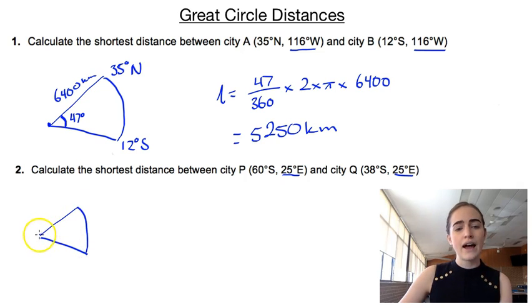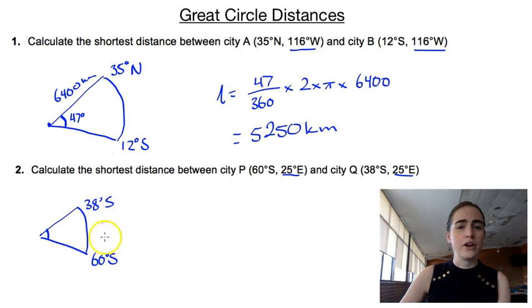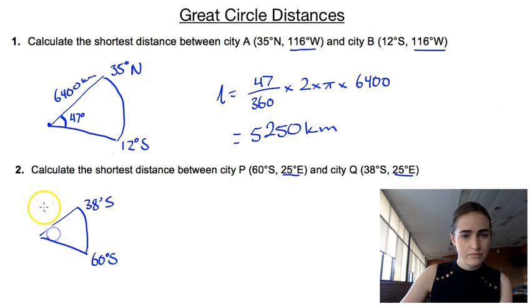Our diagram doesn't have to be accurate, but it's just to give us an idea of where our cities lie. So we've got 60 degrees south and 38 degrees south. So we're below the equator, so 38 degrees south would be here, and 60 degrees south would be here. So we've come down 38, and then we've come down all the way to 60. Because they're both south of the equator, we're not going to add them together to find this angle like we did in the first example. We're instead going to have to subtract them. So we're going to go 60 minus 38, and that would give us 22 degrees in there. And again, our radius is still 6,400.